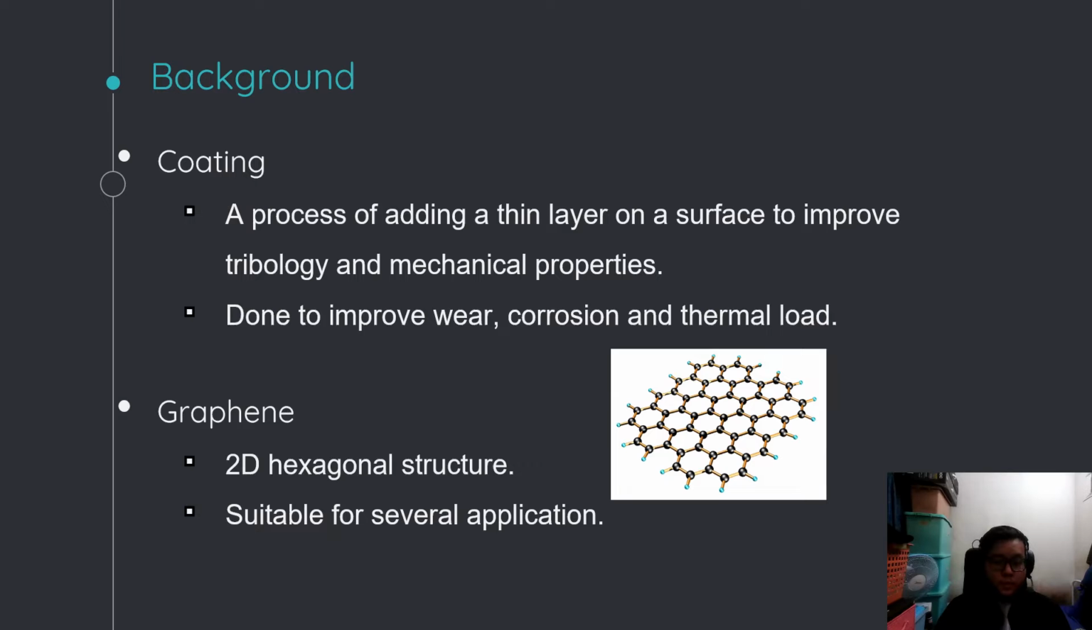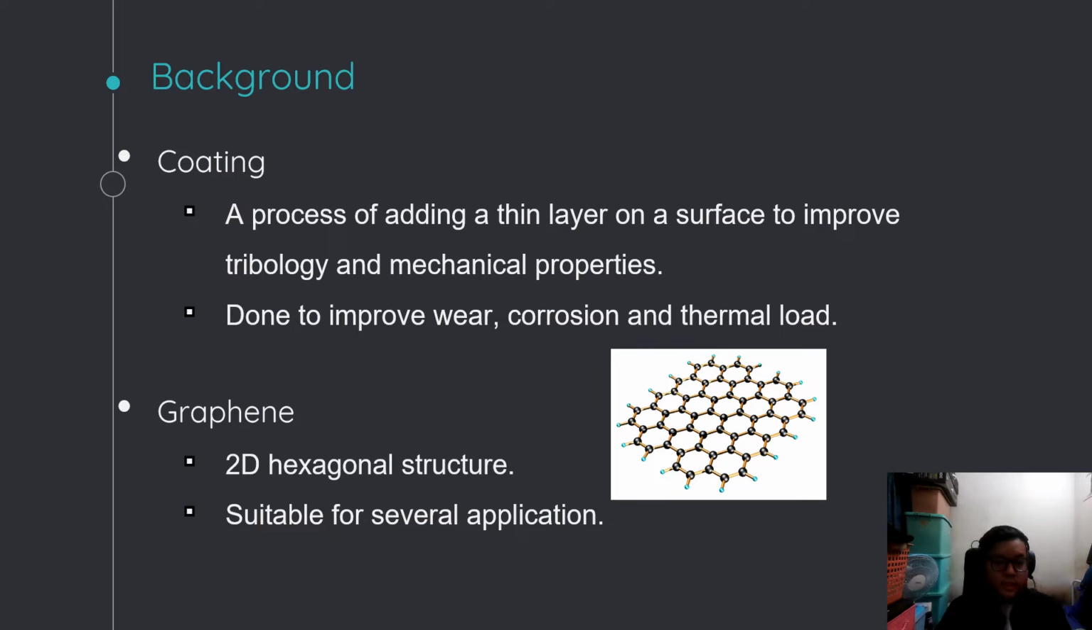First is coating. So what is coating? Coating is a process of adding a thin layer on the surface to improve tribology and mechanical properties of a material. Coating is usually done to improve wear, corrosion, and thermal load of a material.